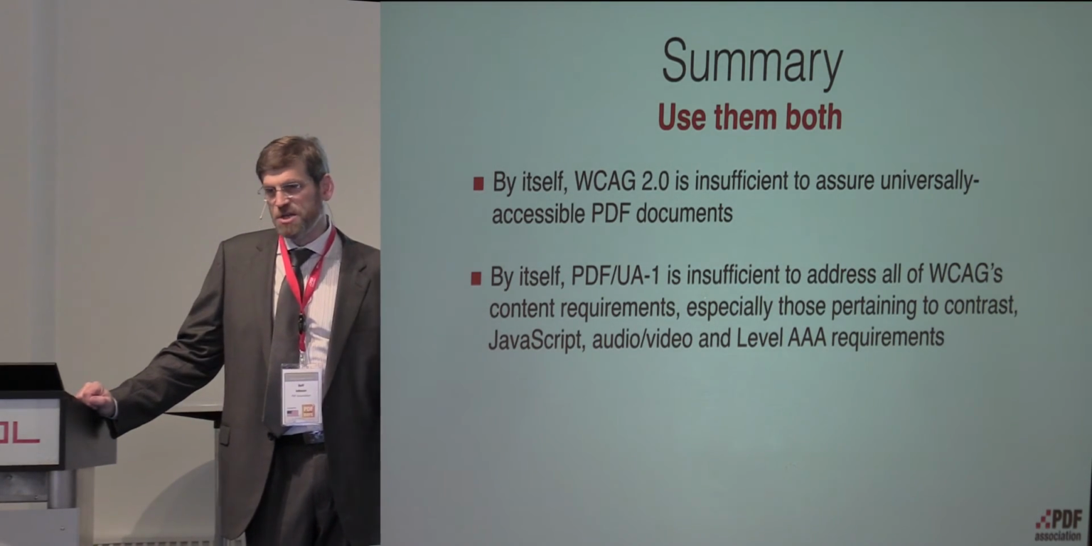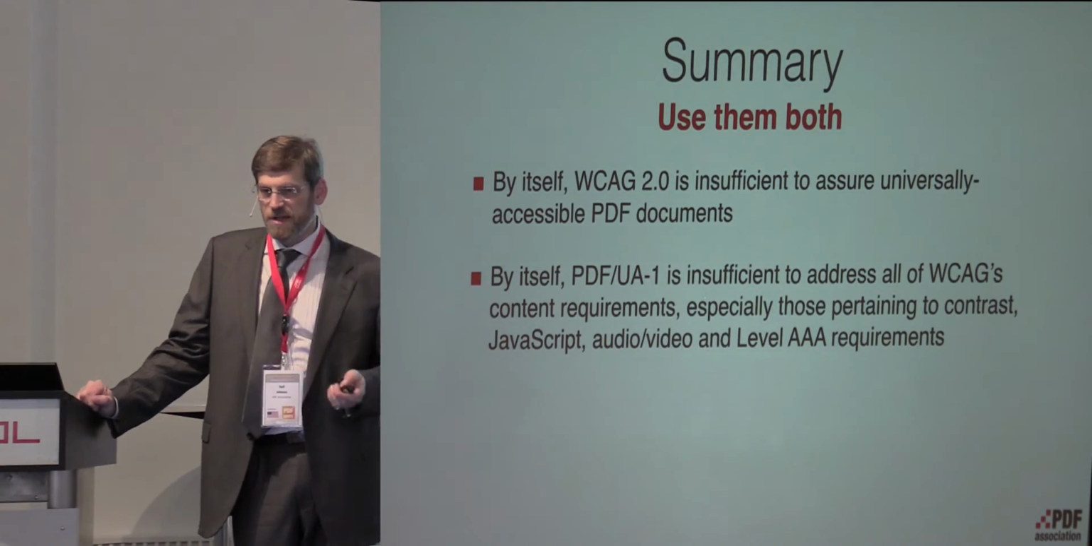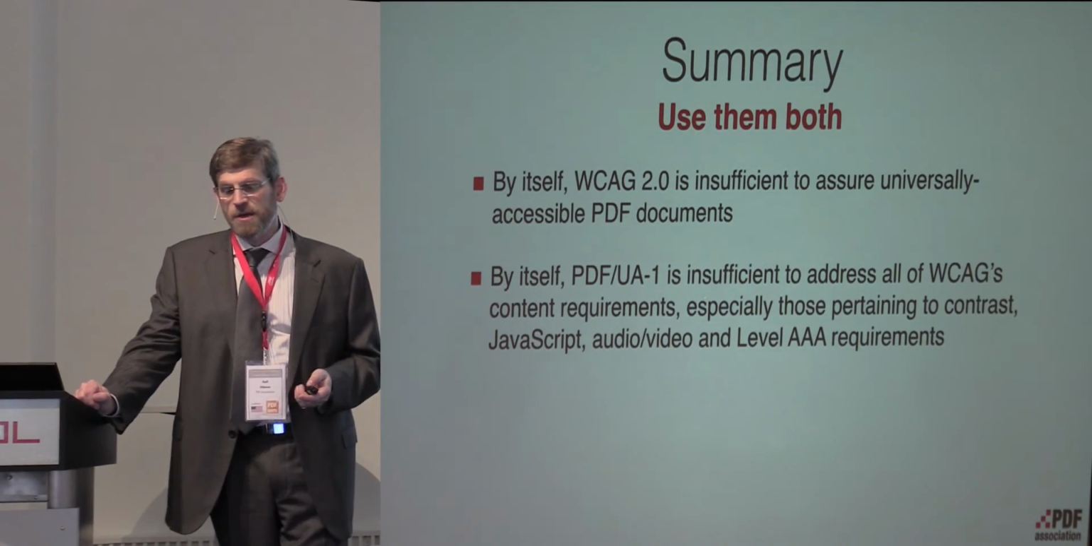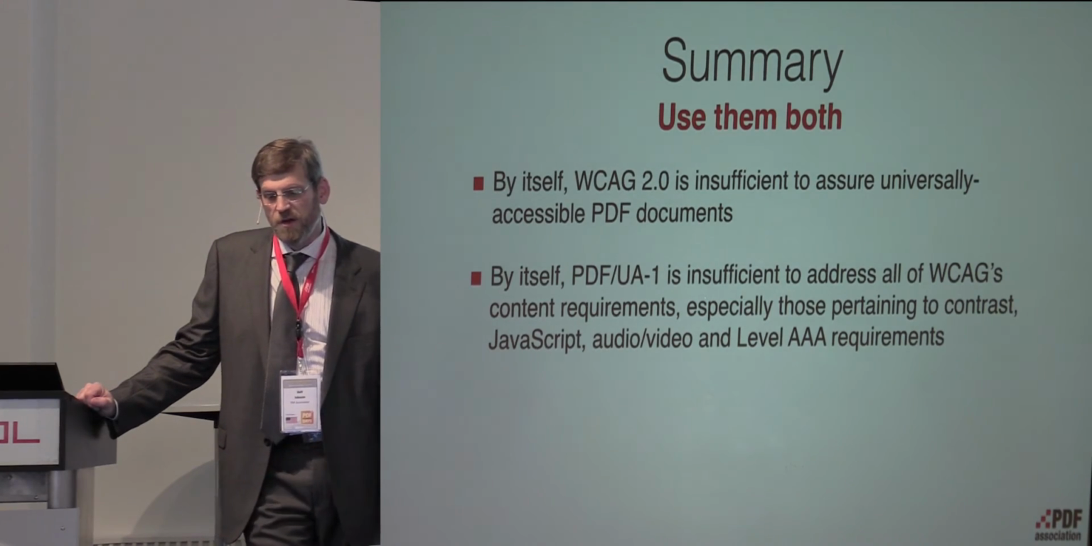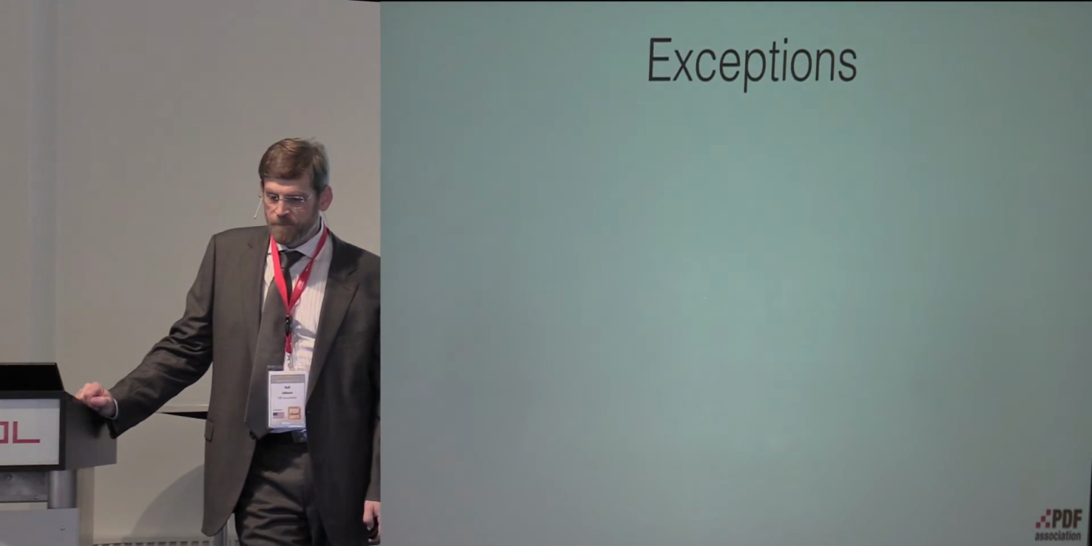There are specifications for JavaScript, for time-based media, and, as I mentioned, level AAA requirements. If you need to meet those kinds of specifications, you're certainly going to need to refer to WCAG 2.0. So there are exceptions of a sort. Number one, you can use WCAG 2.0 without PDF/UA when?